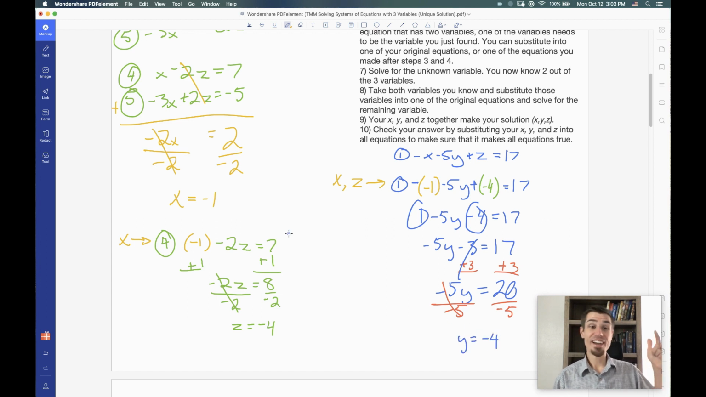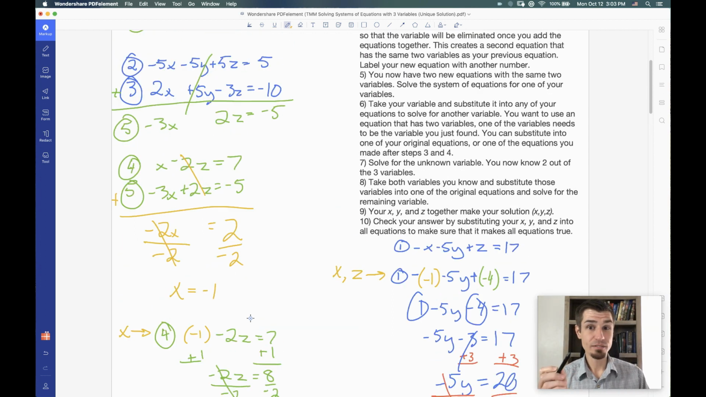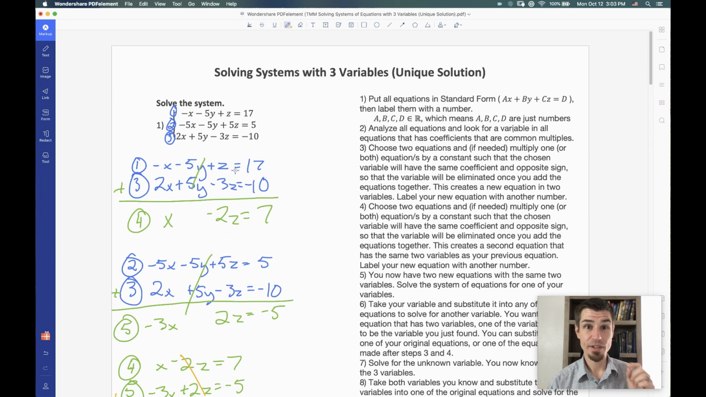Now check it. Hey, we got an x, a y, and a z that make all equations true. Well, at least we hope. We can take these values, substitute them in to this system that we began with, making sure it makes every single equation true, because it's not a solution unless it works for every single equation.